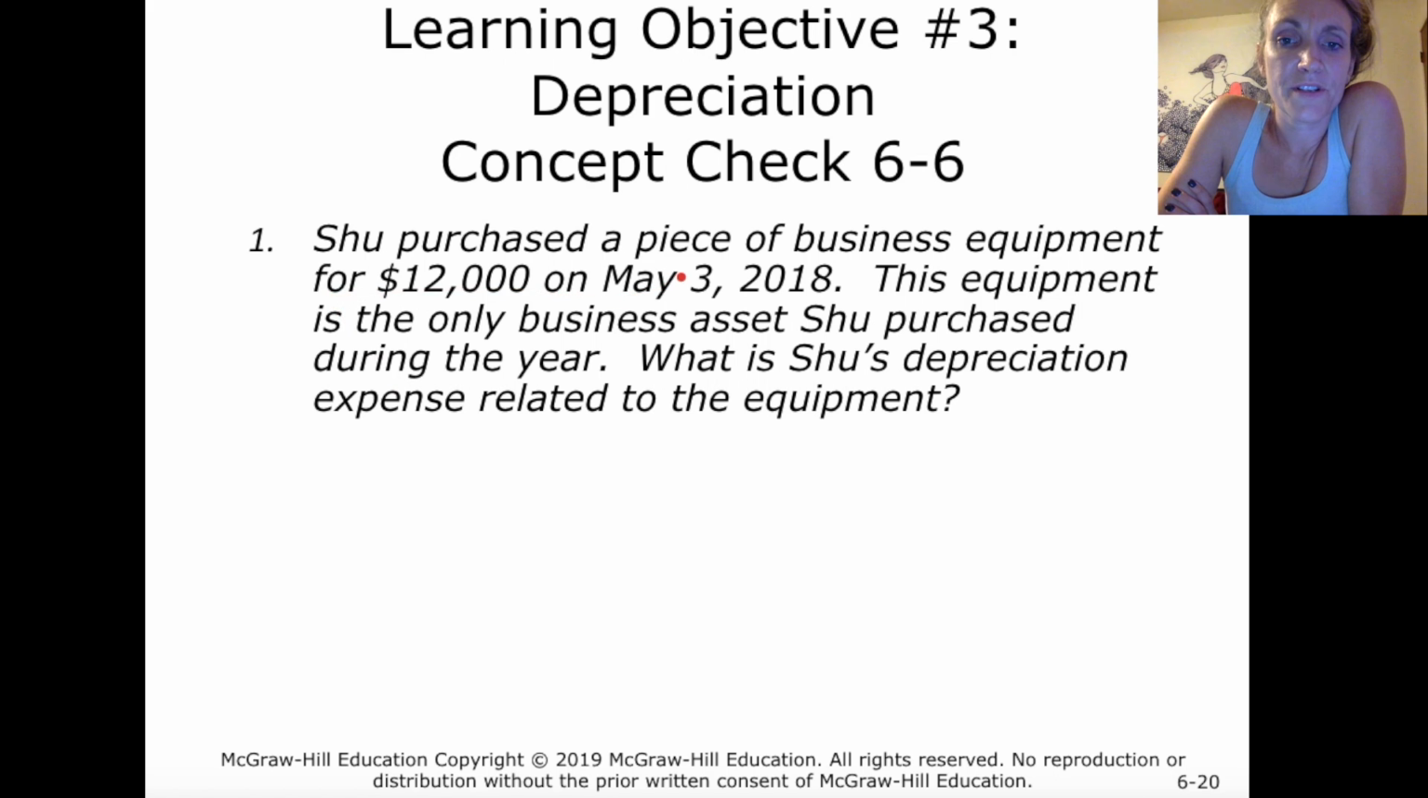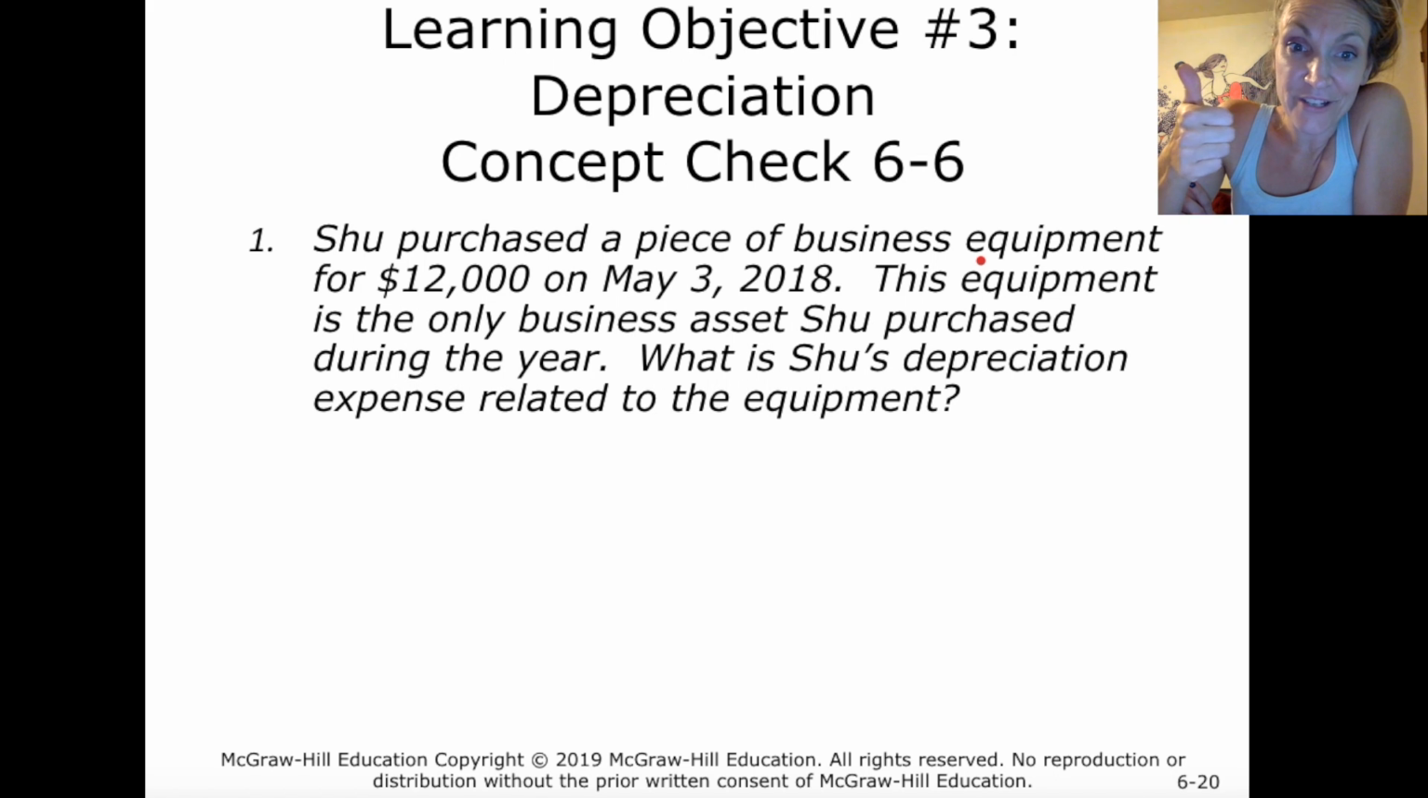Okay, Shu purchased a piece of business equipment for $12,000 on May 3rd, 2018. This equipment is the only business asset purchased during the year. What is the depreciation expense related to the equipment?